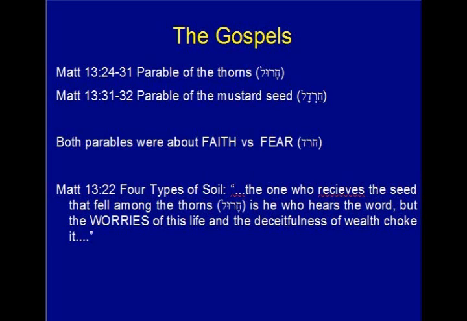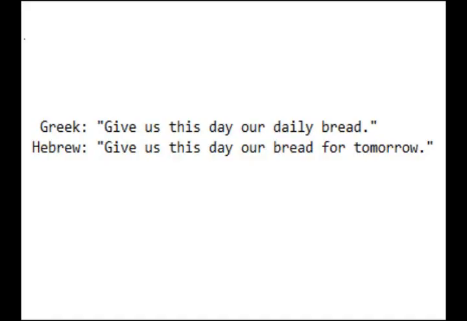Jerome, who translated the Vulgate for the Catholic Church, said that the book of Matthew was originally written in Hebrew, and that in the original Hebrew version of Matthew, the original version of that prayer was, "Lord, give us today our bread for tomorrow." Whereas the Greek version says, "Give us this day our daily bread."